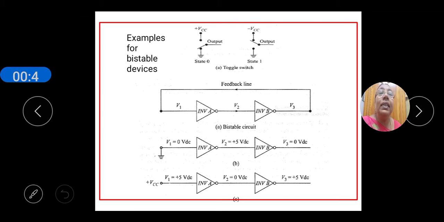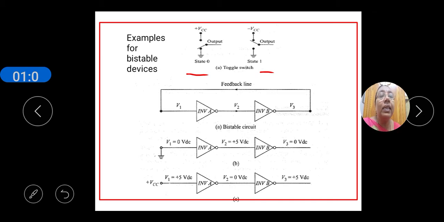Here you can see the examples of bistable devices. The first example is a mechanical switch. When the mechanical switch is connected to ground, it is in the 0 state, and when it is connected to the VCC, it is in the 1 state. So a simple mechanical switch is a bistable device.